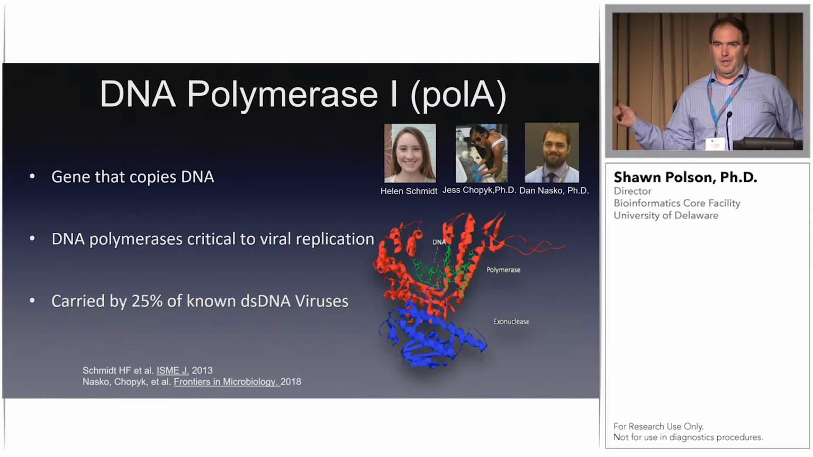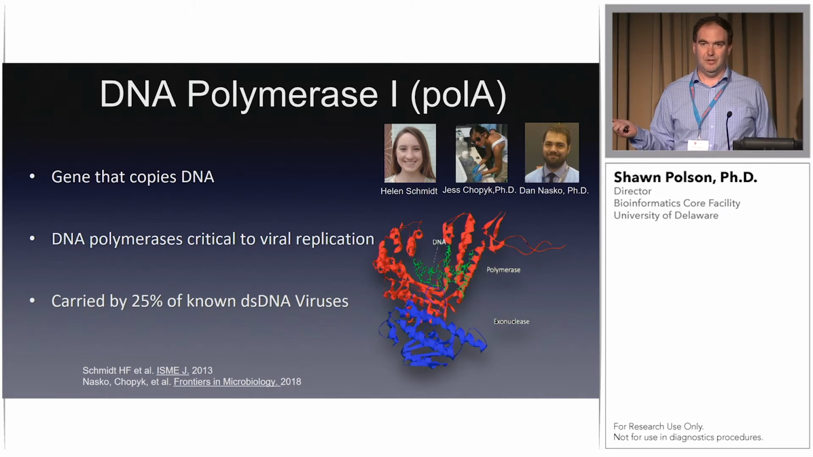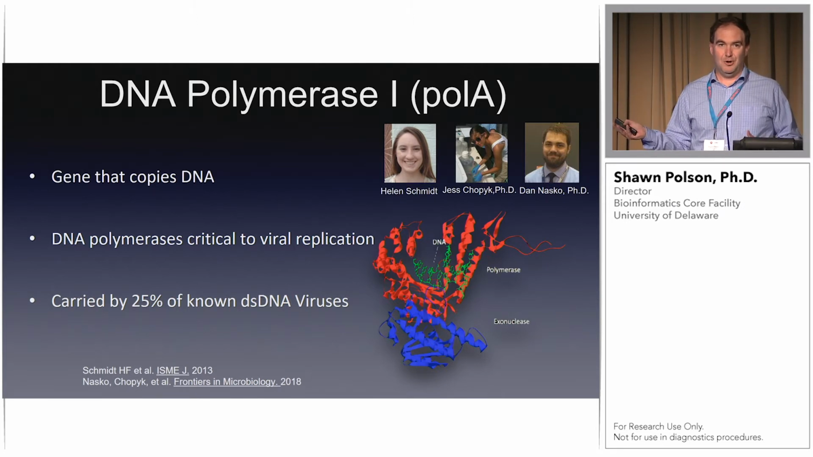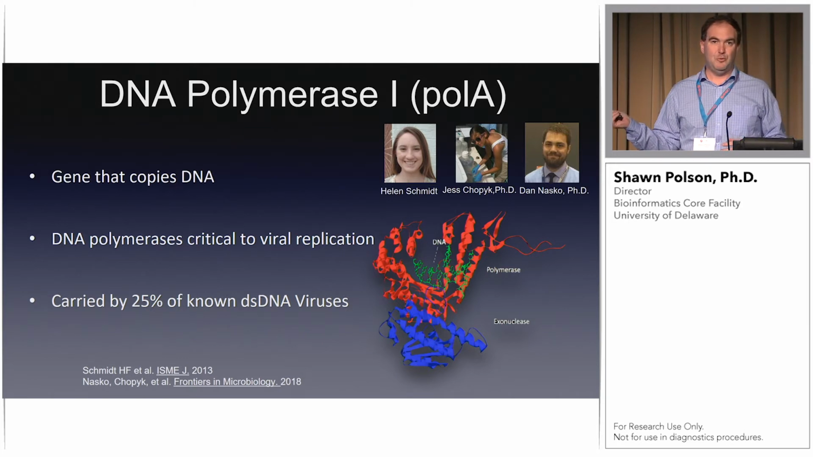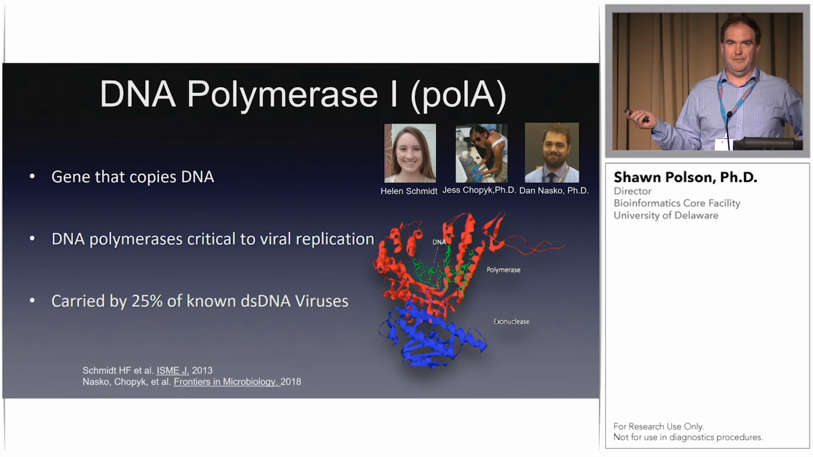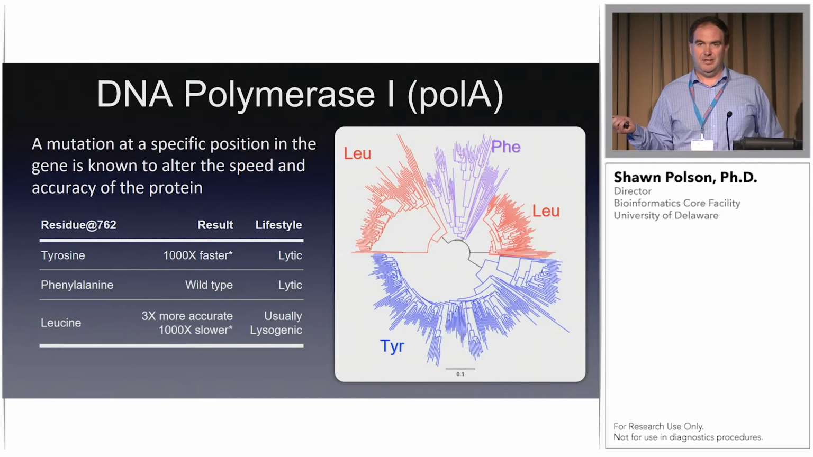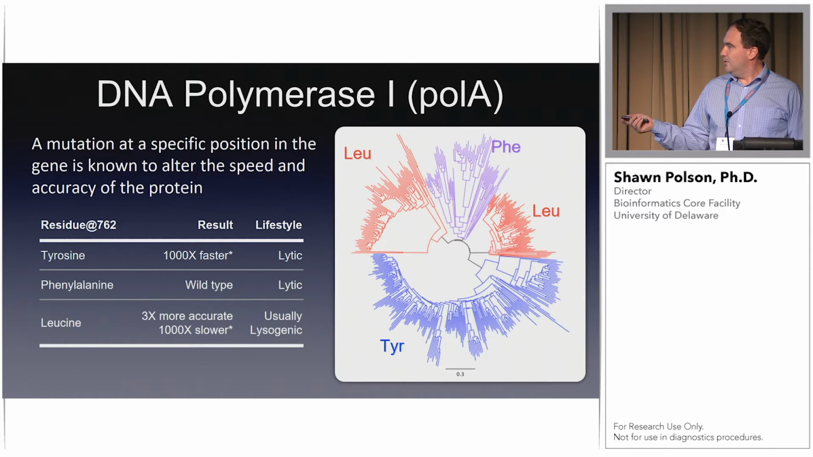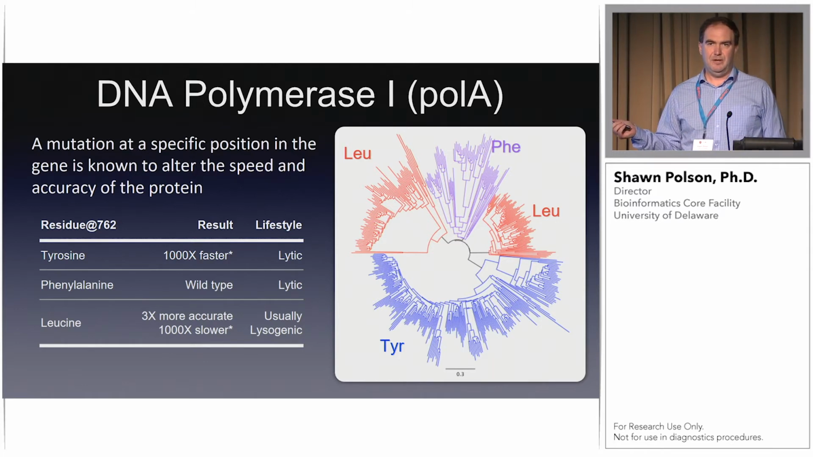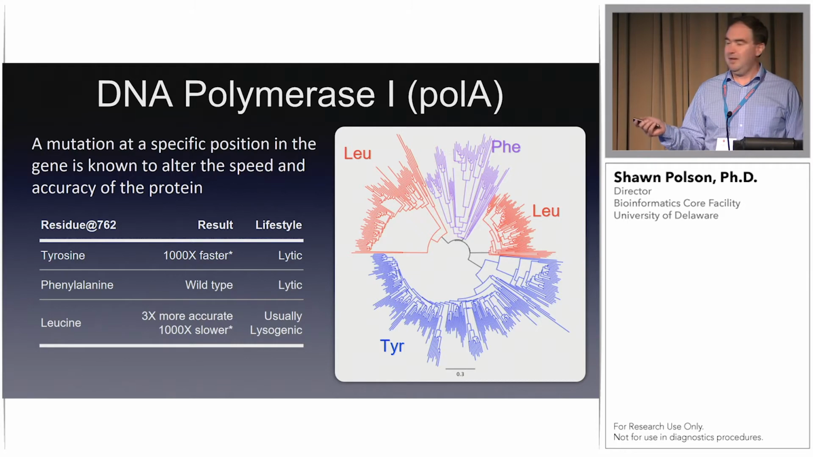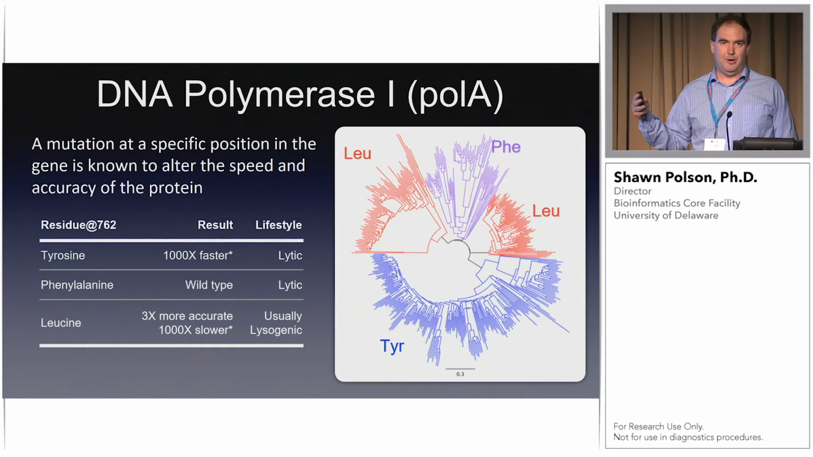So why DNA pol A? Why did I pull that out as an example? It's a gene we've been interested in for a while. We've had students working on it. There is no universal marker for bacteriophage, but we do find this in about 25% of double-stranded DNA bacteriophage. So it's a pretty common marker. And we've also discovered something about it several years ago, that there's a single amino acid residue within that protein. It's at position 762 in E. coli. And it's been known for quite a while that if it has one of 3 different amino acids, it will affect the accuracy and the speed of the enzyme.